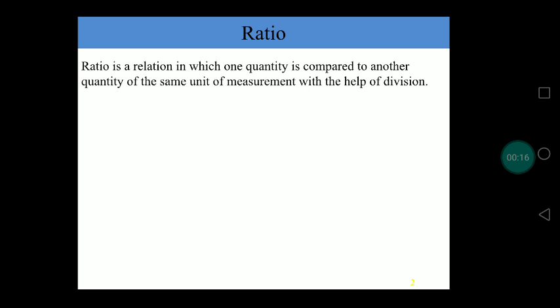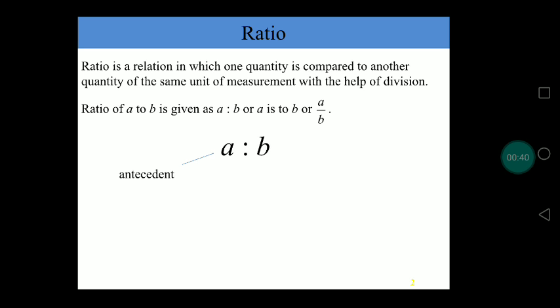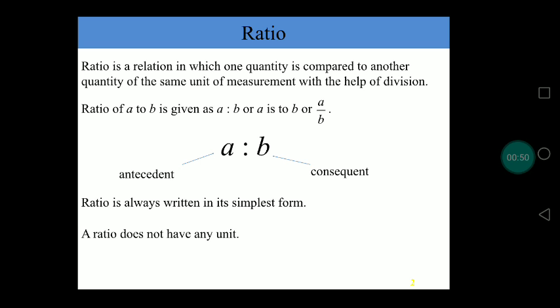You can see on the screen what is ratio. Ratio is a relation in which one quantity is compared to another quantity of the same unit of measurement with the help of division. Ratio of A to B is given as A is to B or A divided by B. A represents the antecedent and B represents the consequent. Now, ratio is always written in its simplest form. Remember this thing: ratio does not have any unit.